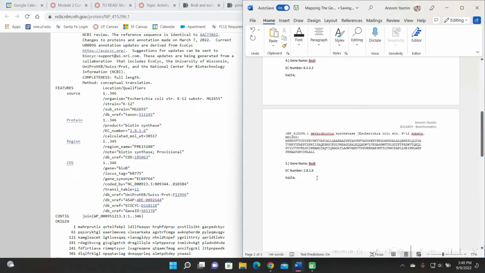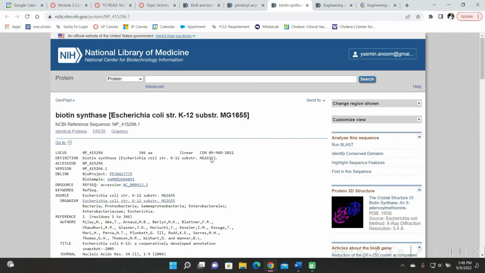And as always, I copied down the FASTA file that contained the enzyme name and the protein sequence.